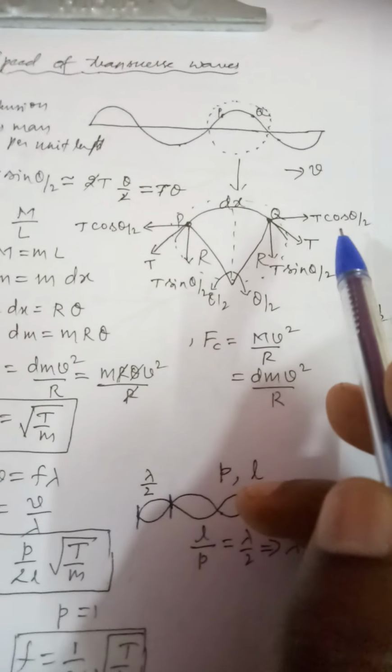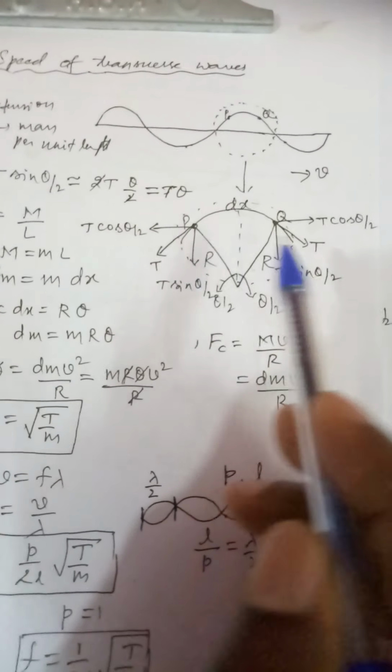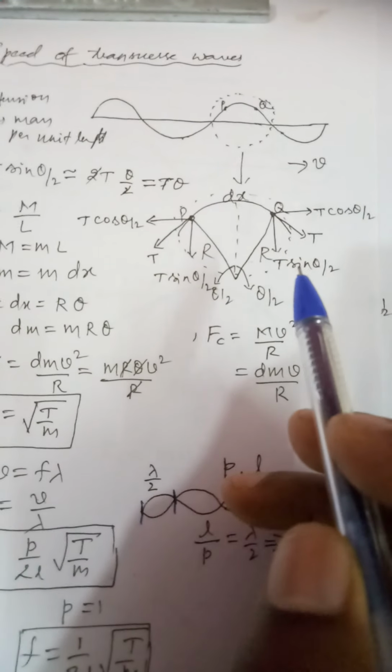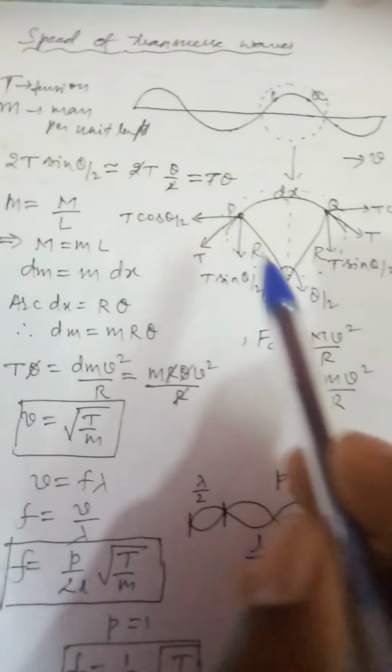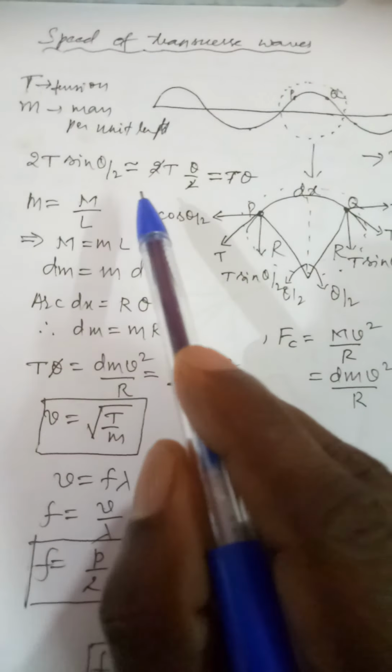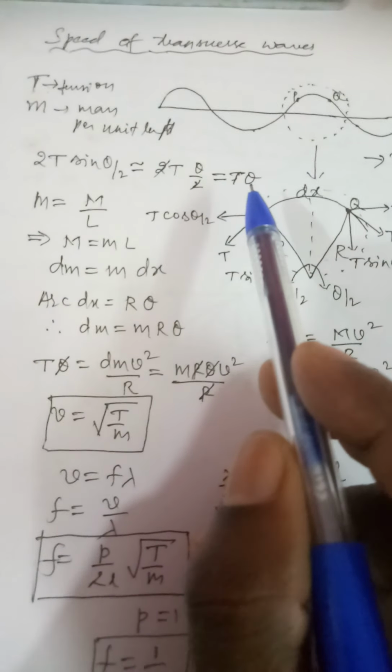Horizontal components T cos(theta/2) appear in opposite directions, so the total in this direction is 0, and total vertical component of the tension is 2T sin(theta/2). This angle is so small we can approximate it: sin(theta/2) is approximately equal to theta/2. Now this is equal to 2T theta/2, which is equal to T theta.